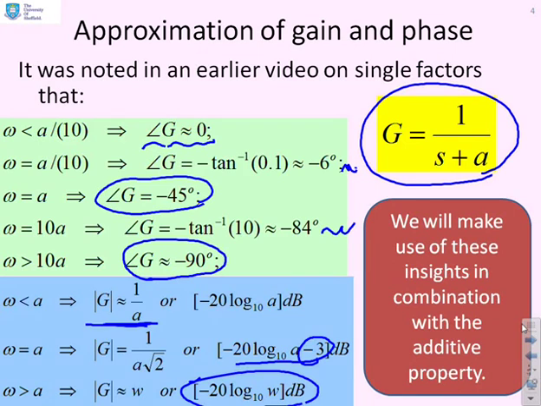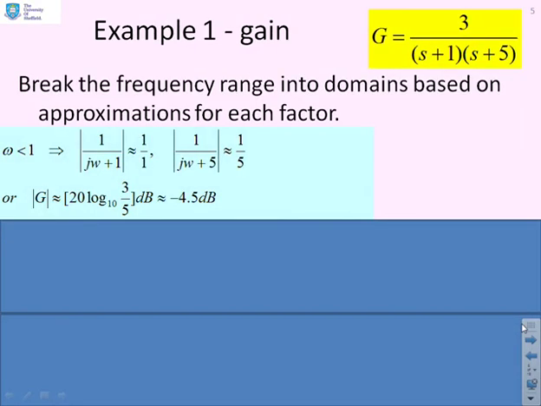Now we're going to use these insights or approximations in combination with the additive property to show some quick sketching rules. To show you how we're going to go about this, let's break the frequency range into domains based upon approximations for each factor. I'm going to use an example here. You'll notice I've got G equals 3 over (s plus 1)(s plus 5), and so that has corner frequencies at 1 and 5. First I'm going to look at what happens if omega is much less than 1.